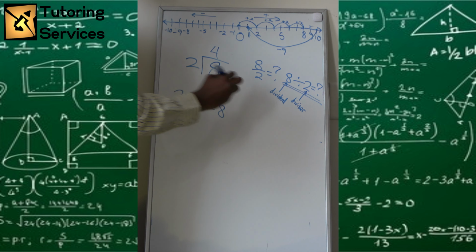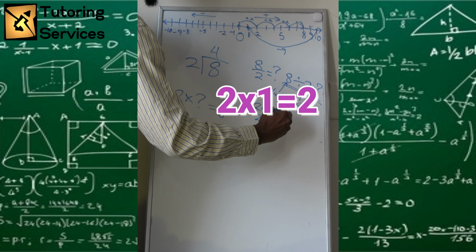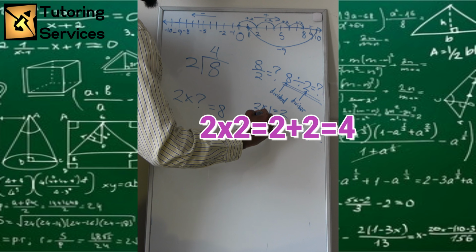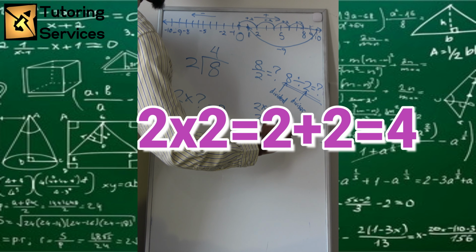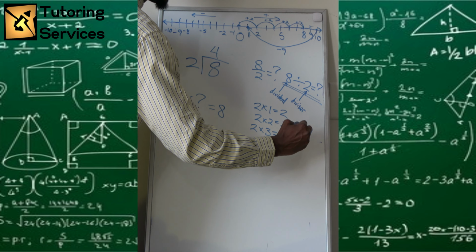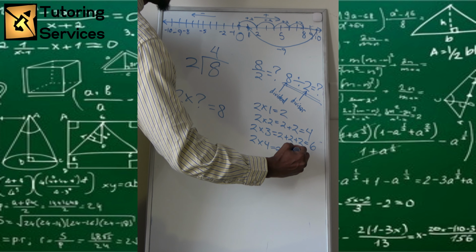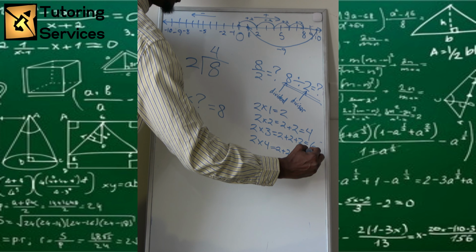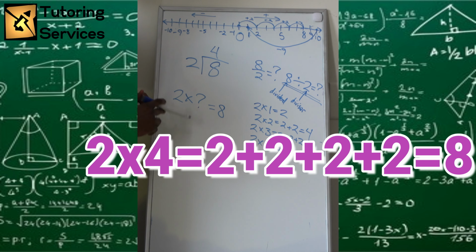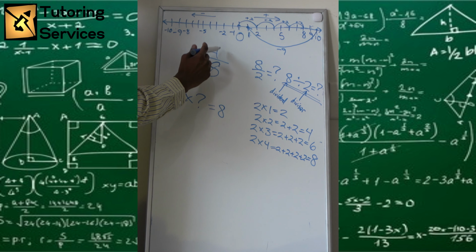Obviously you could do it the long way. What's 2 times 1? That's 2. What's 2 times 2? That's 2 two times, which is 4. What's 2 times 3? That's 2 three times, which equals 6. 2 times 4? That's 2 four times, so that's going to give us 8. That leaves you with your quotient being 4.